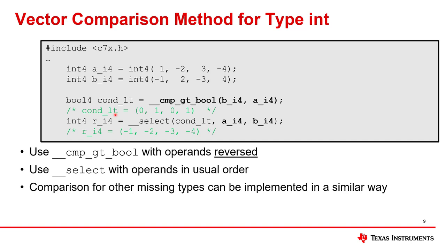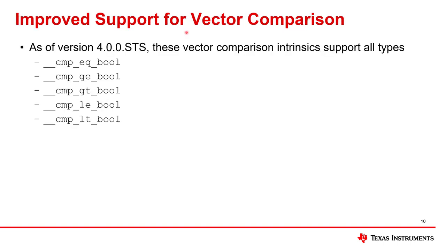And comparison for other missing types can be implemented in a similar way. If you use version 4.0.0.sts or later, you don't have to worry about missing types. All of these vector comparison intrinsics support all of the types as of this version of the compiler.